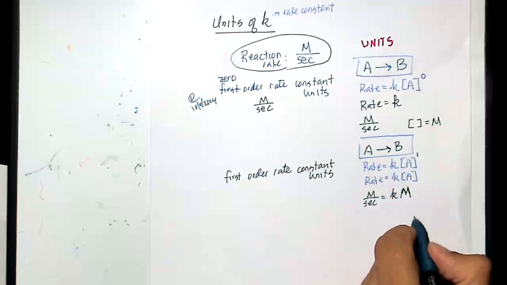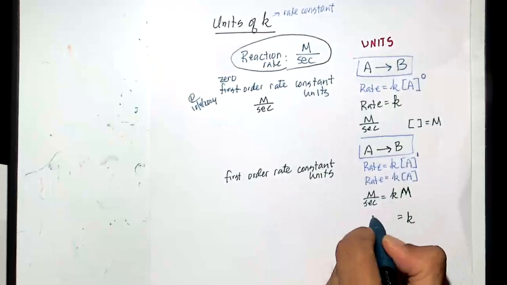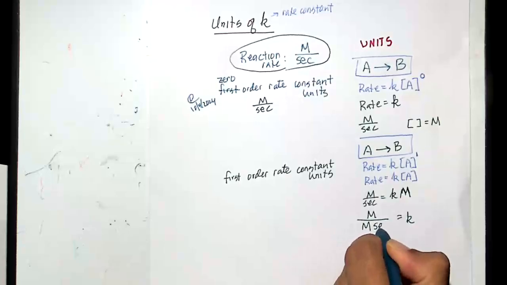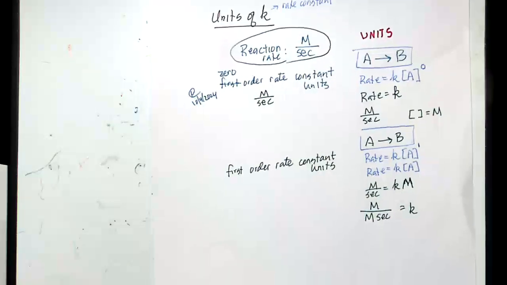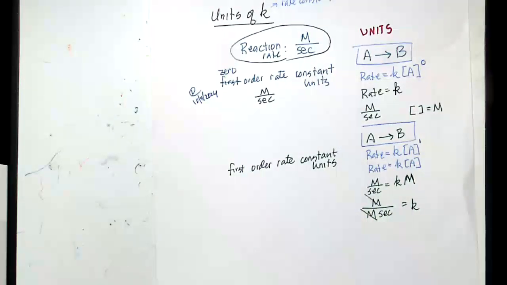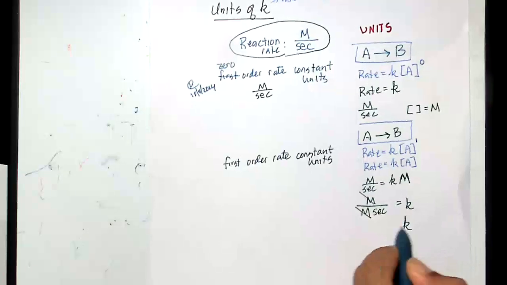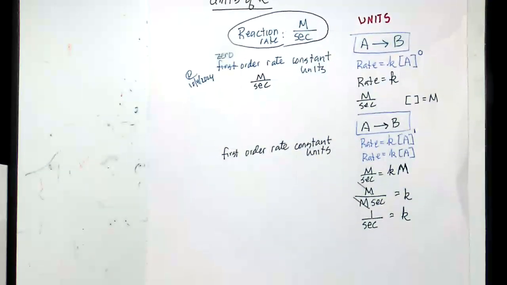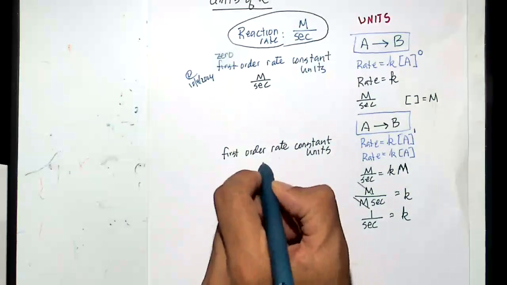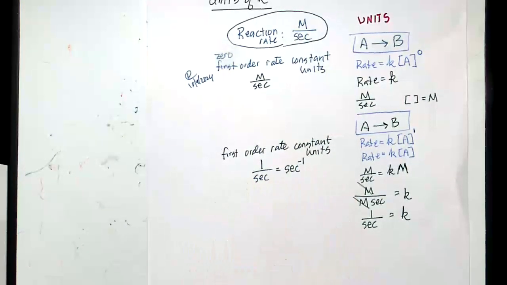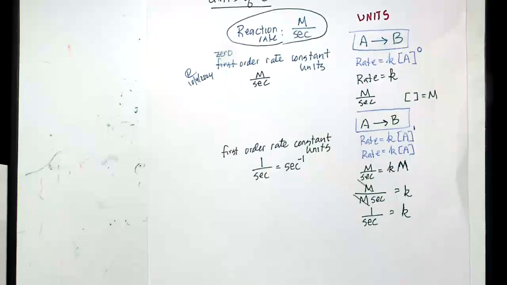All right, so we will solve for K now, which is the units. So I'm going to move the K down, and then molarity over second, I'll move the big M down. The big M cancels. And then what are the units for a first order rate constant for A goes to B? It will be 1 over seconds, which is the same thing as seconds to the power of -1. Just units.